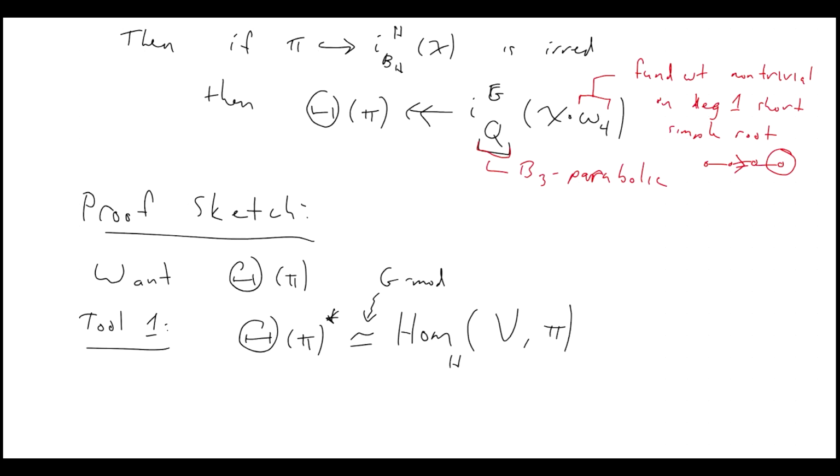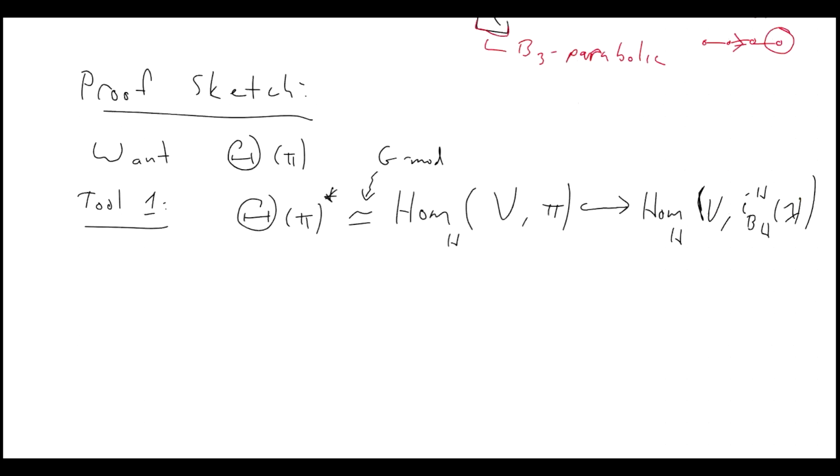So the linear dual of big theta, this is a Hom space. Now pi sits inside of a principal series, and so we could compose by that injection. And we can look at H equivariant maps from V to the principal series. So our first step is actually just to understand the H module homomorphisms from V into a principal series. So now we're going to study this.